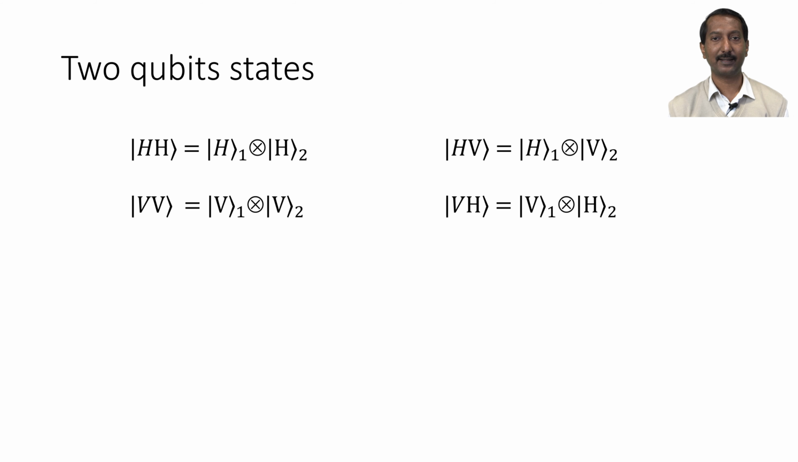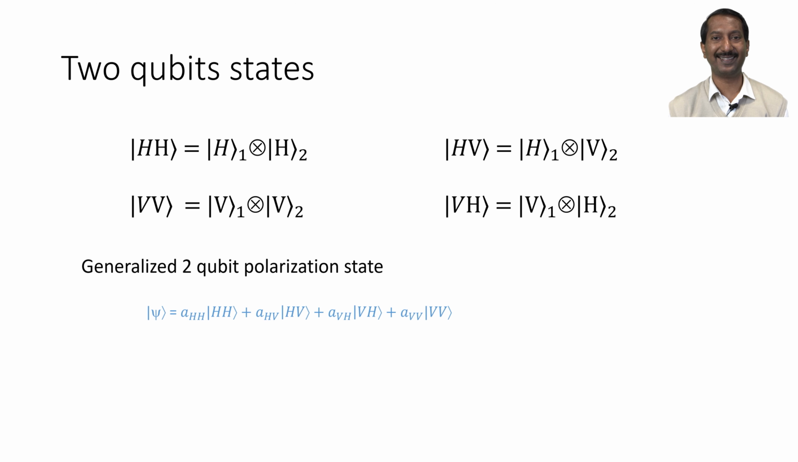In two qubit states, we have four computational basis states HH, HV, VH and VV. A pair of qubits can also exist in superposition of these four states. So, the quantum state of two qubits involves associating a complex coefficient A_HH, A_HV, A_VH, A_VV with each computational basis state such that generalized two qubit polarization state is represented as shown here.